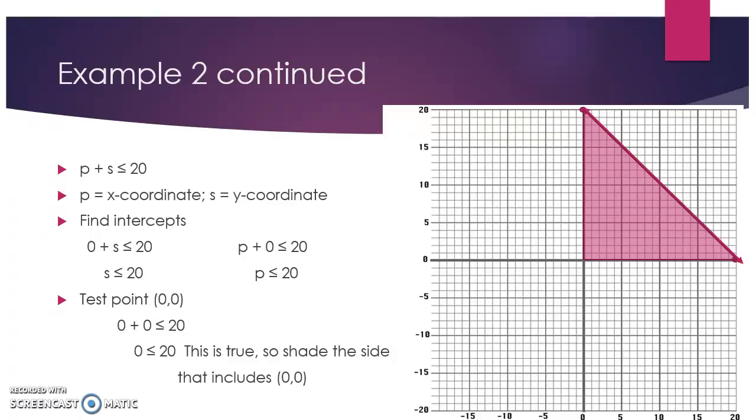Notice I did not shade the negative areas of the graph because they cannot assign negative employees to a certain area. So in this case, it doesn't make sense to shade the negative part of the graph. So we would only shade the positive quadrant of the graph.